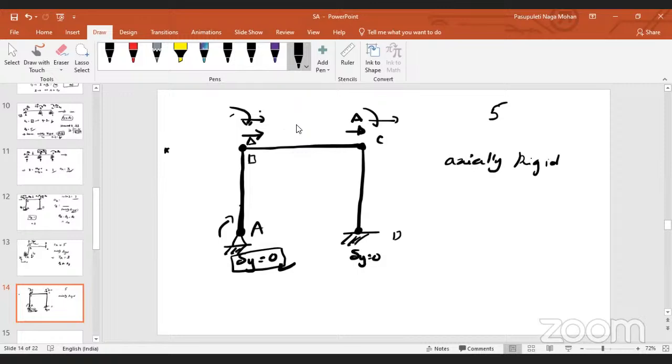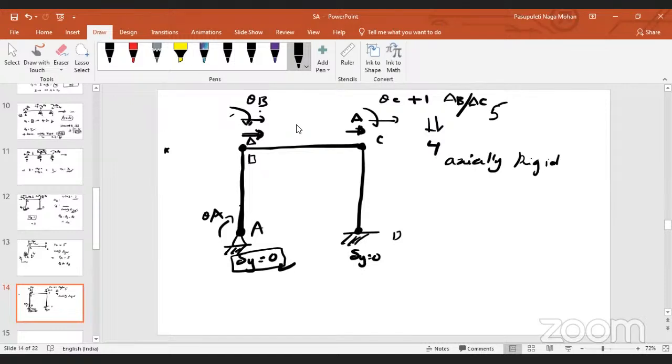That means rotation at A I will consider, rotation at B I will consider, rotation at C I will consider. In addition to these 3, out of these 2, I will consider 1 plus 1, that is either horizontal deflection at B or horizontal deflection at C. That's why total how many? 4. Is it clear? Any doubt?